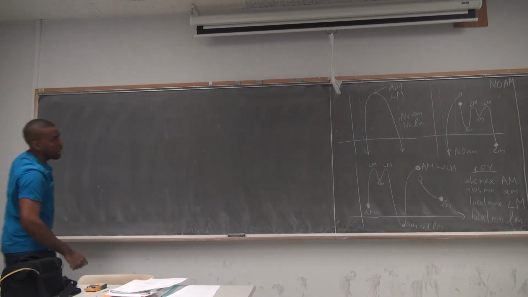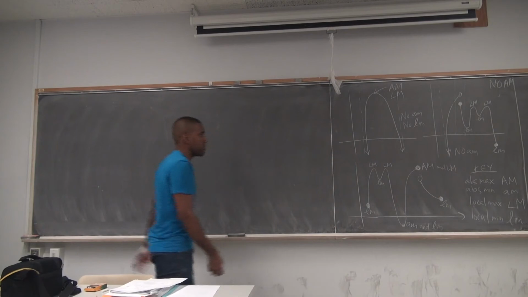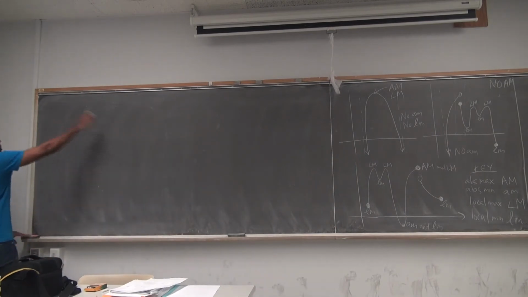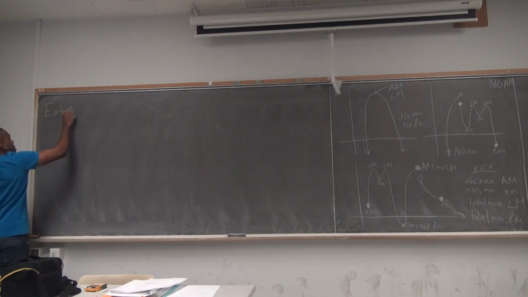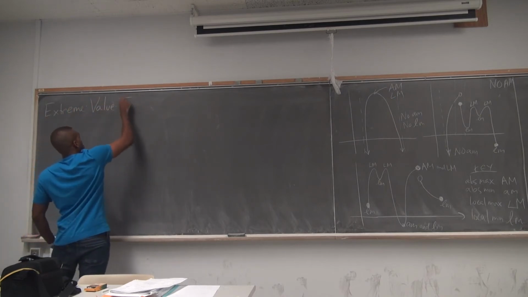So let's talk about how we actually find these. Like if I give you a formula for a graph, how do you actually find these locations? First, let's talk about two theorems that are important. There's a theorem called the extreme value theorem.